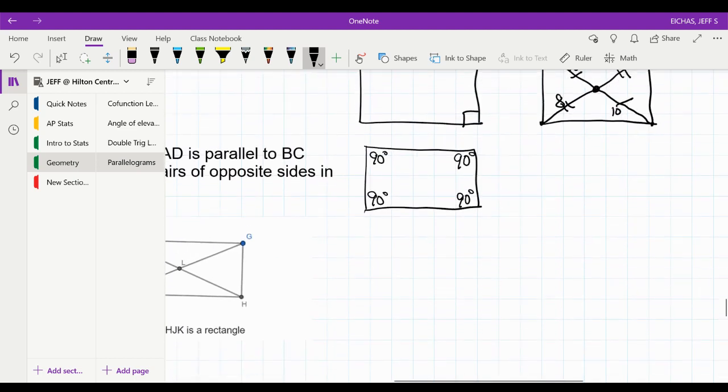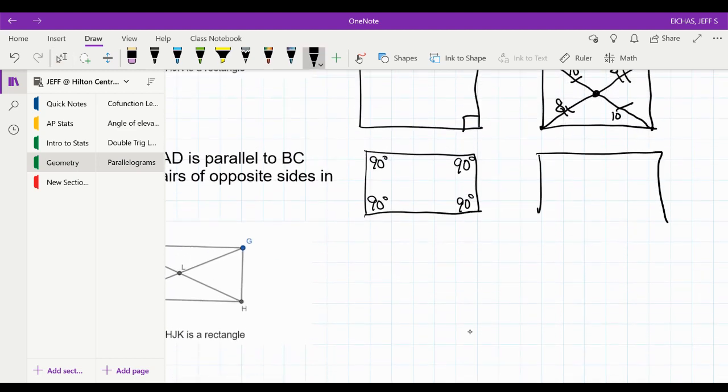To upgrade from parallelogram to rectangle, what would simply have to happen is the diagonals would have to not only bisect each other, but they'd be congruent. So we signify that either by putting a slash on all of them or saying they're all the same measure. So all the pieces of the diagonals are all congruent.